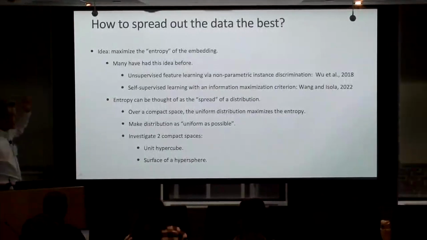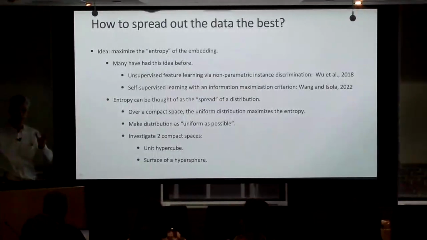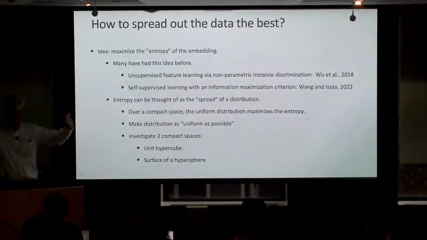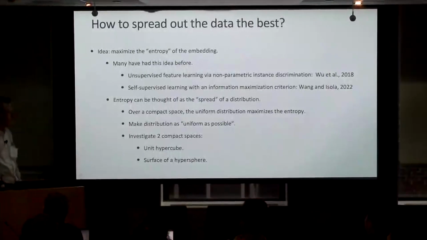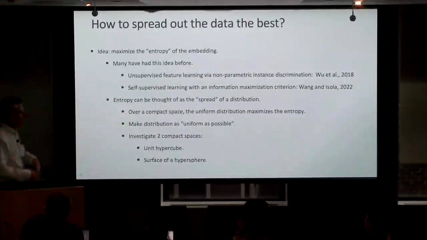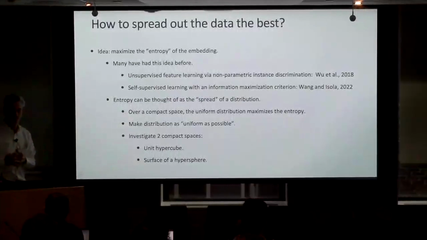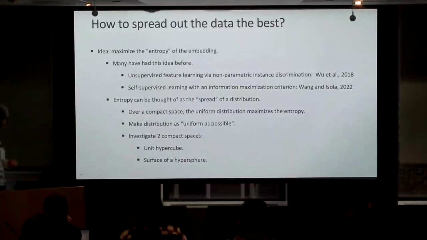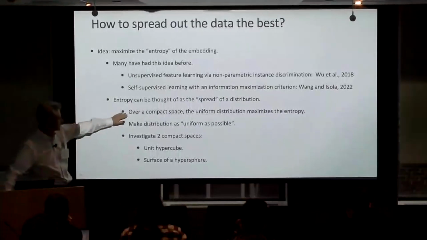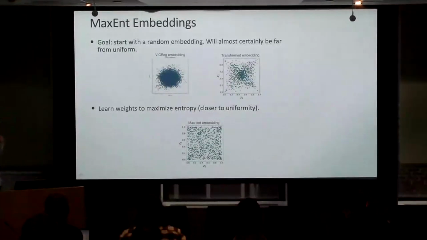You cannot maximize the entropy over a space like R^n because you'll just push the data to the sides forever, and there's no limit on the entropy. So we're going to consider just compact spaces, any space with a finite integral basically, and we'll look at the unit hypercube and the surface of a hypersphere, which are two very common places you can form embeddings, okay? And of course, if we maximize the entropy, that's the same as producing a uniform distribution.